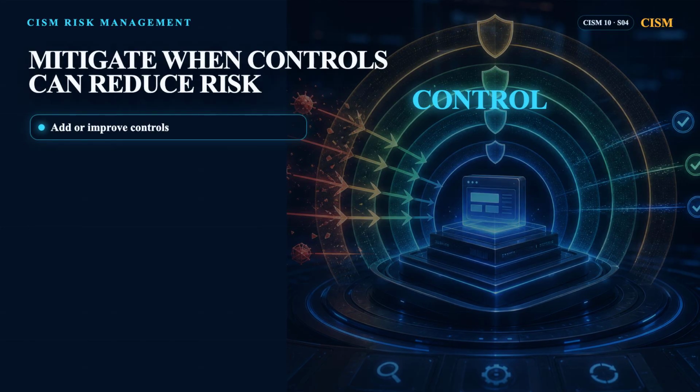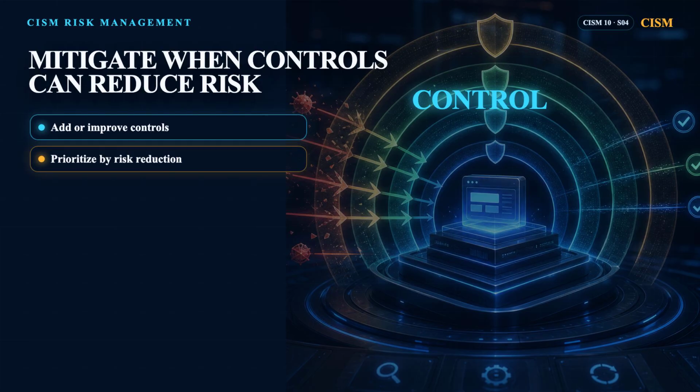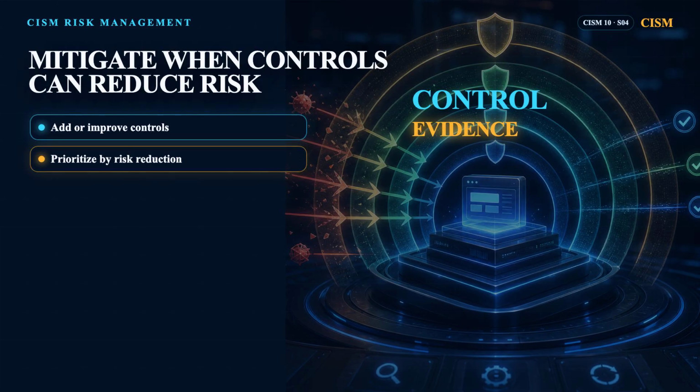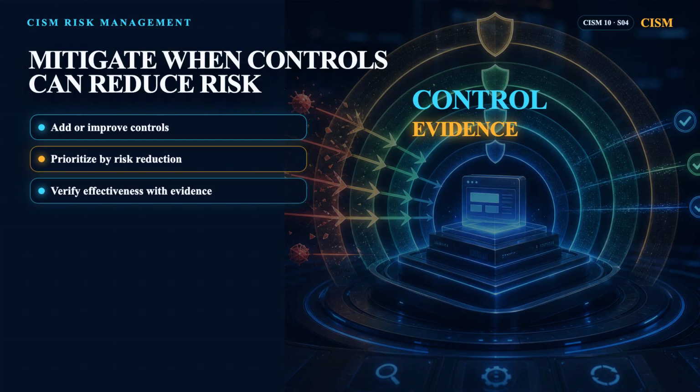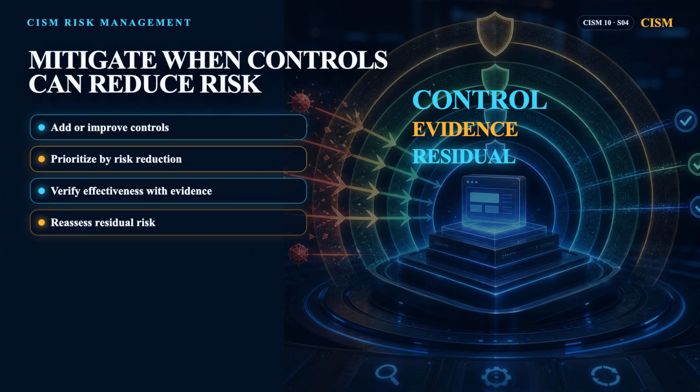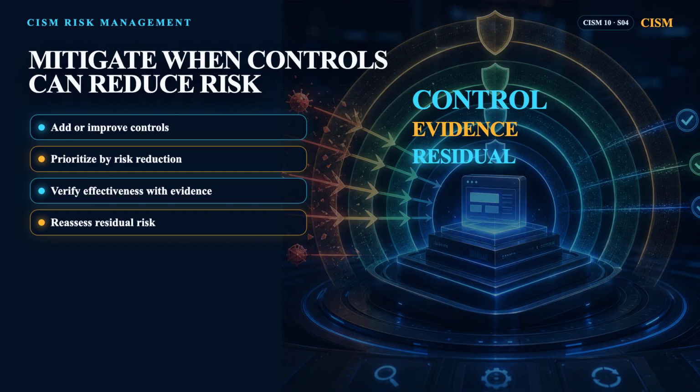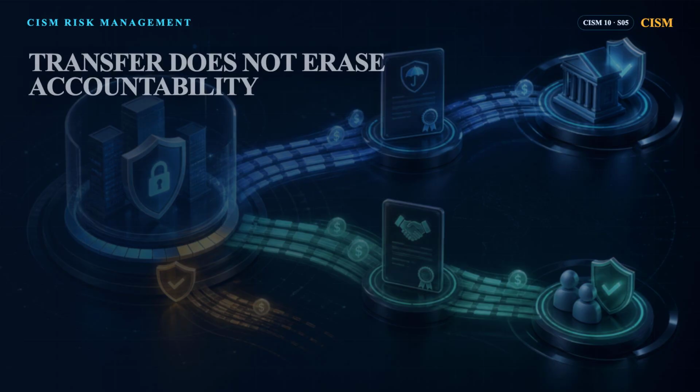Mitigation is the most familiar path, but it still needs evidence. The security manager chooses controls that reduce risk in a cost-effective way, verifies control effectiveness, and then reassesses the remaining residual risk. Installing a control is not the same as proving the risk is acceptable.